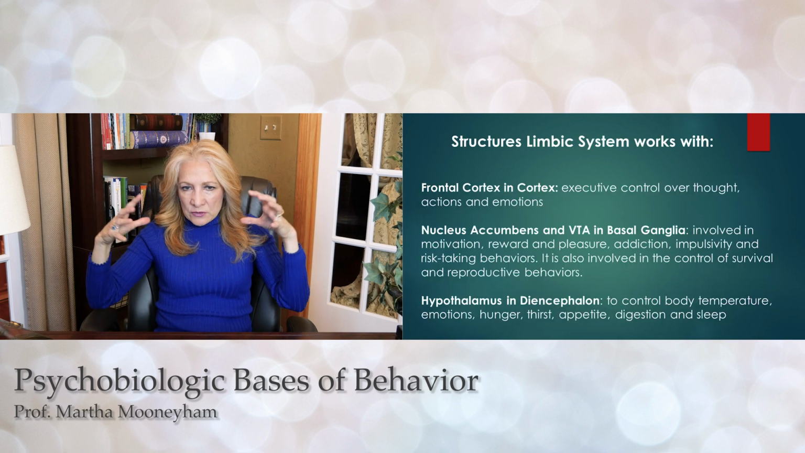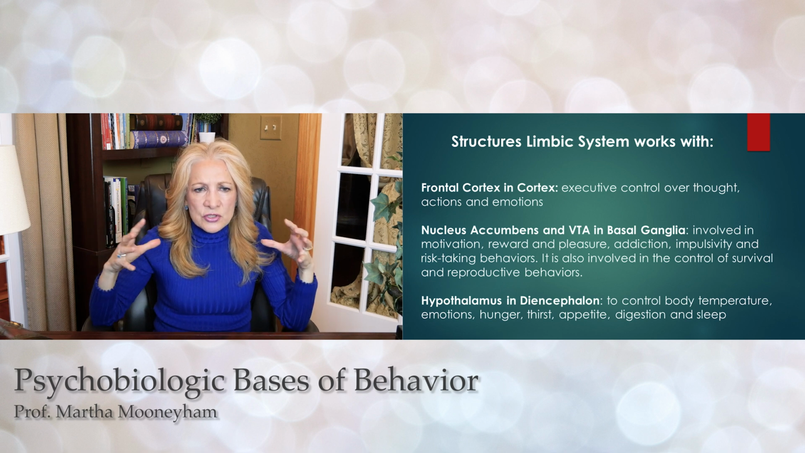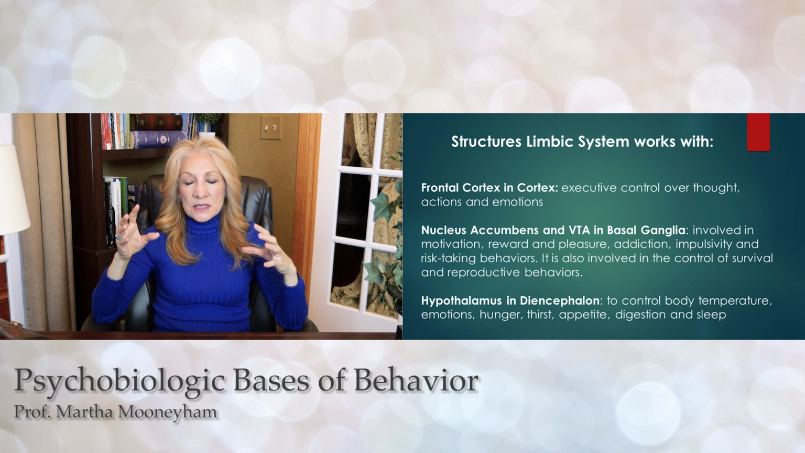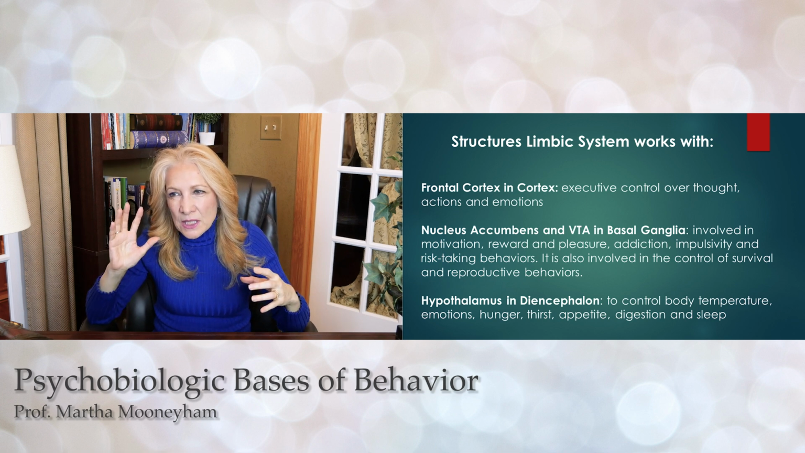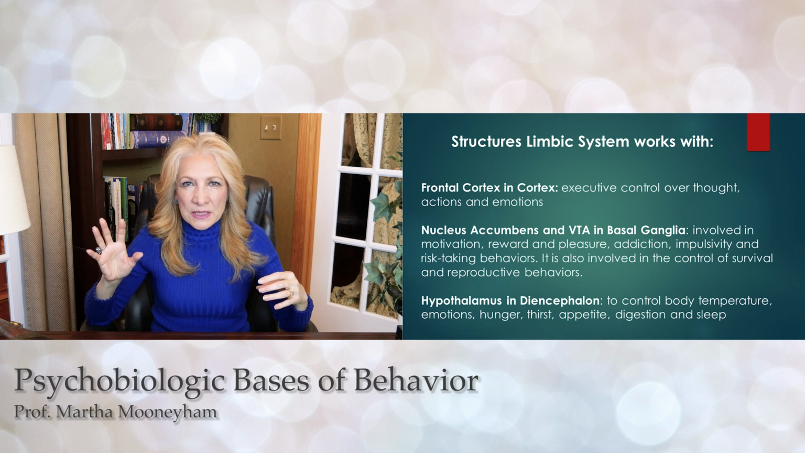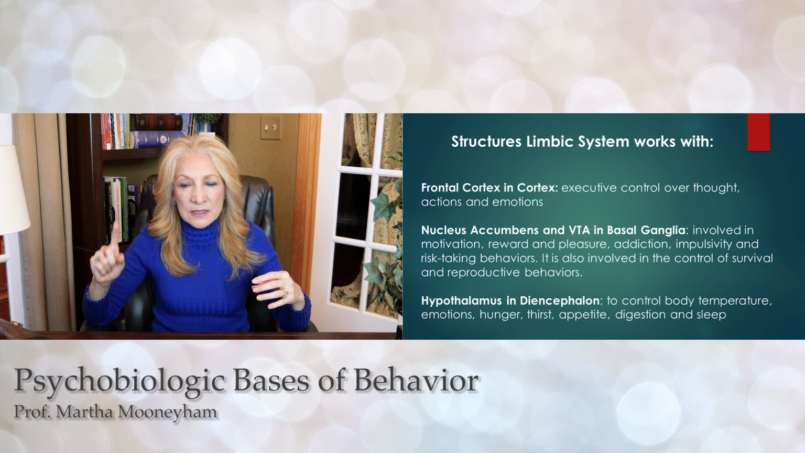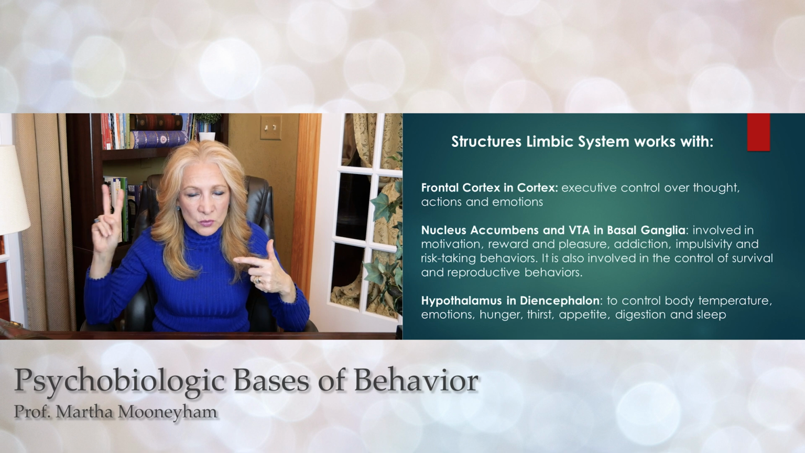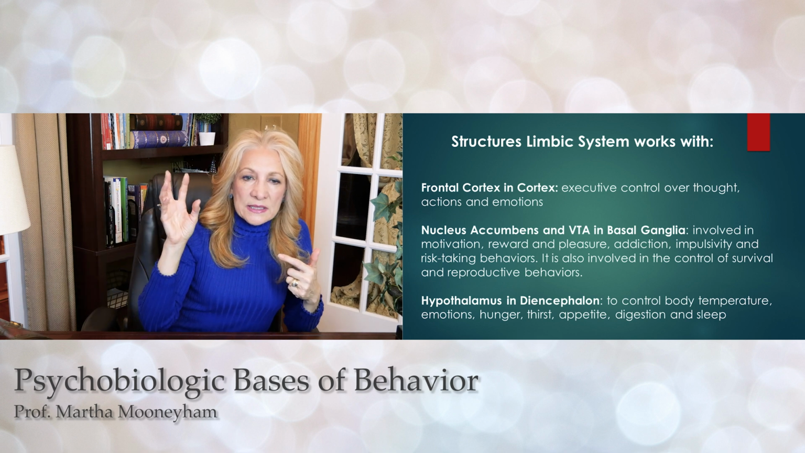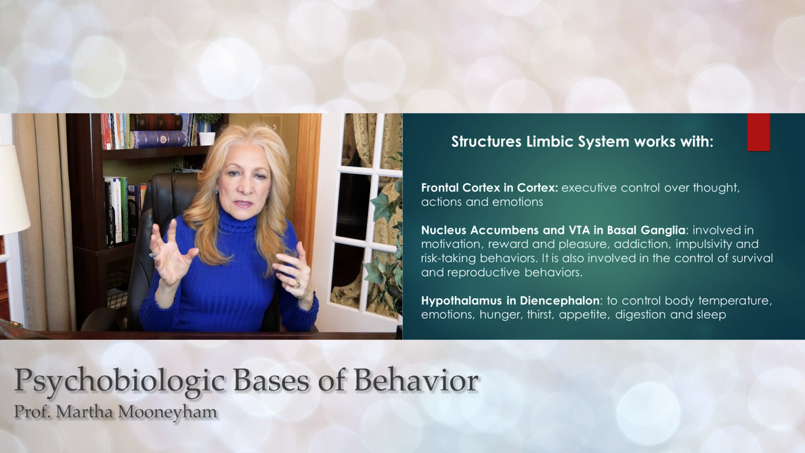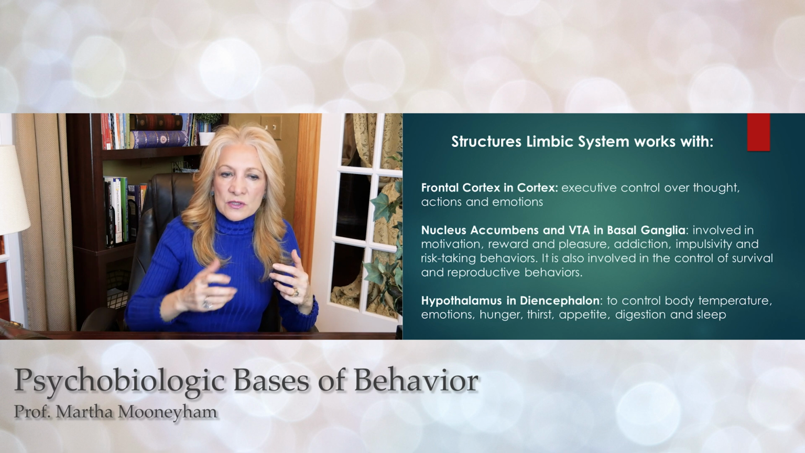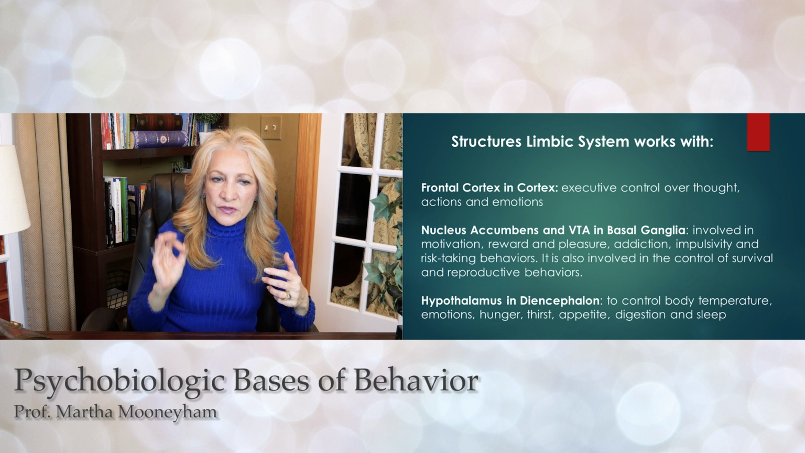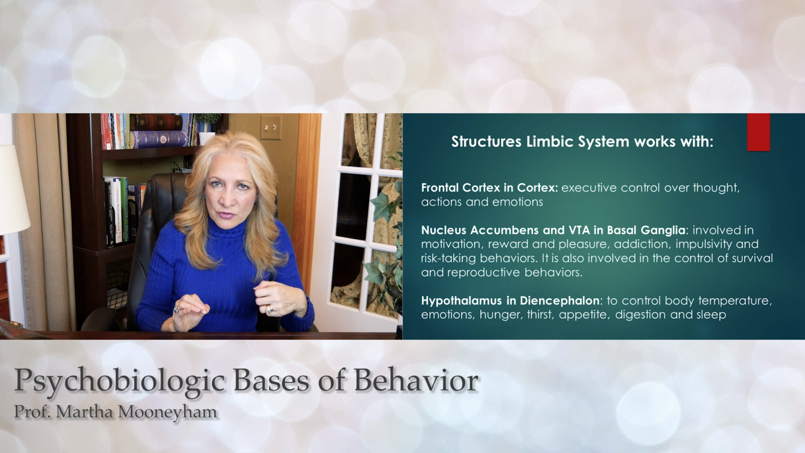So now we zoom out a little bit. What are the structures that the limbic system works with? Remember that the main areas in the limbic system that I want you to remember are the amygdala, that controls emotions and is involved in setting memories, and the hippocampus, where we store them. The limbic system as a whole works with the frontal cortex, where the executive control over thought, actions, and emotions comes from.